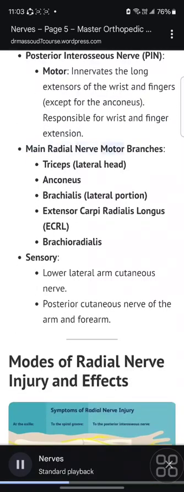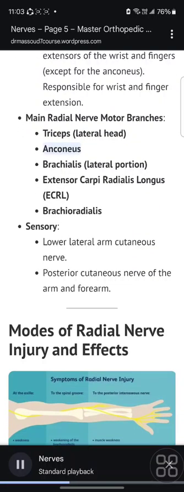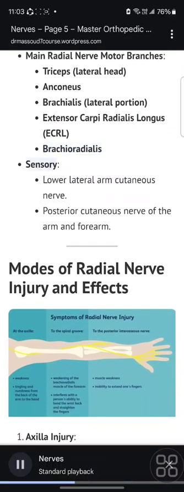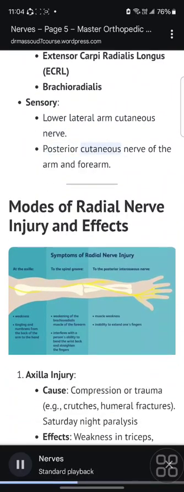Main radial nerve motor branches: triceps, lateral head; anconeus; brachialis, lateral portion; extensor carpi radialis longus, ECRL; brachioradialis. Sensory: lower lateral arm cutaneous nerve, posterior cutaneous nerve of the arm and forearm.